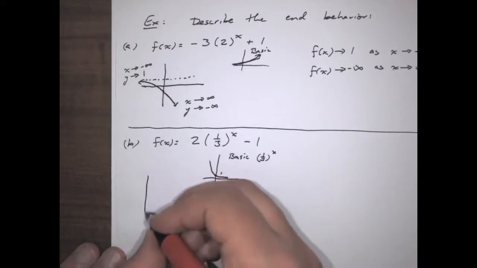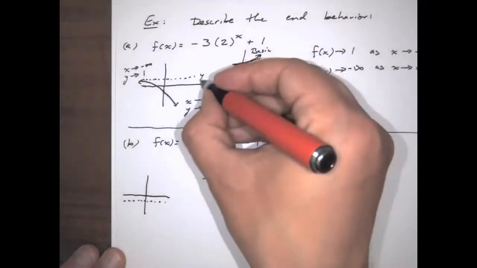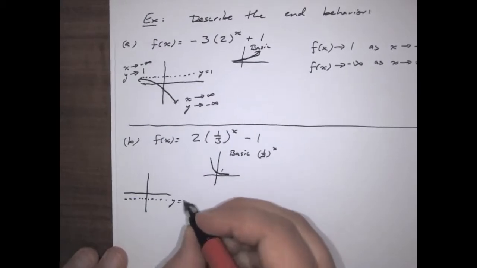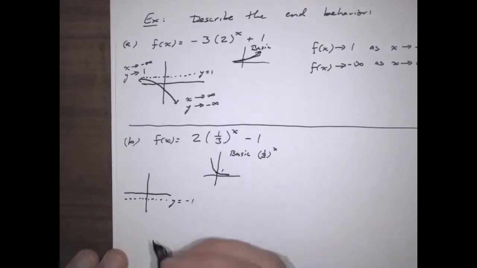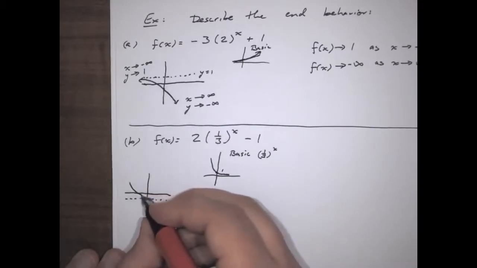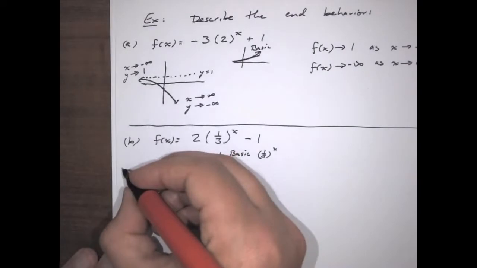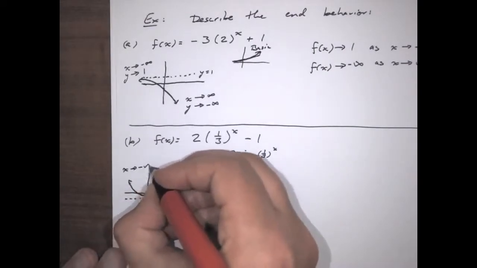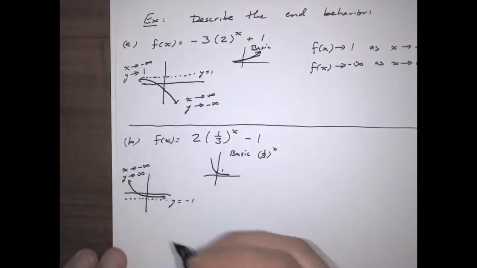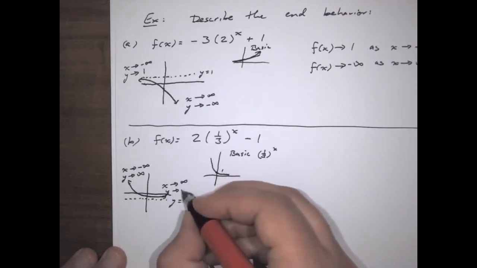But now, when we think about all the effects of the various pieces here, we've got a shift downward. So what used to be a horizontal asymptote at y equals 0 is now going to be at -1. And what we've got is an exponential decay going that way. So as x goes to the left, to negative infinity, y is going up to positive infinity. You can see by the upward arrow there. Here, x goes to positive infinity, y is going to -1.